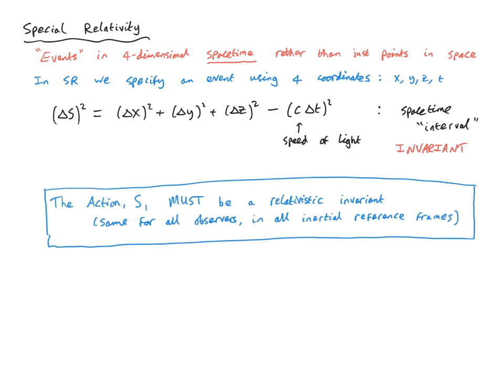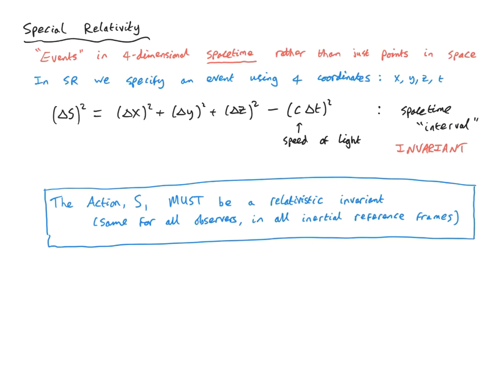Now, the important thing is that the action, S, must be a relativistic invariant, and that means that it's the same for all observers in all inertial reference frames. Why would that have to be the case? Why would the action have to be a relativistic invariant? Well, if the action is the same in all reference frames, then it means that all observers will calculate the same action for any given path. In particular, everyone in all different reference frames will agree on the path that has the least action, and hence everyone will pick the same classical path chosen by nature by using the principle of least action.